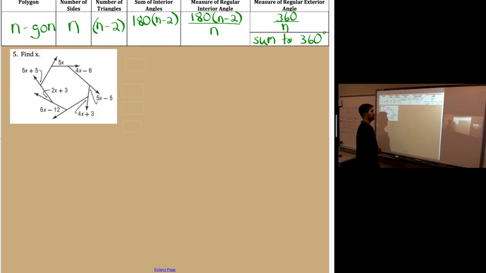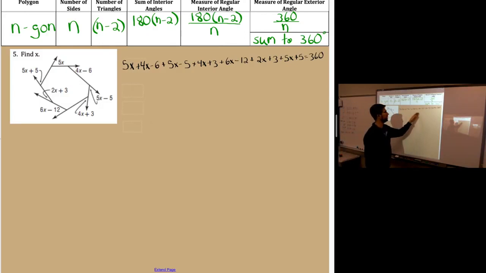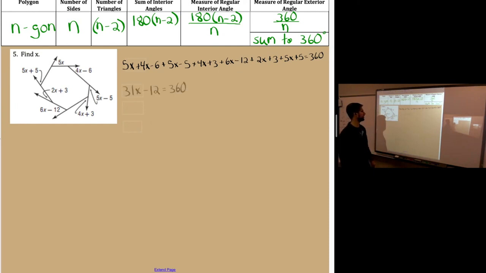Therefore, I'm going to take all of these equations, yes, I know there are a lot, and I wrote a little small here, but that's because there are a lot here. I took every single one of these, and I added them together and set it equal to 360. When I do that, I can now combine like terms, and I get 31x minus 12 is equal to 360. Add the 12 to both sides, divide by 31, and I get x is equal to 12.